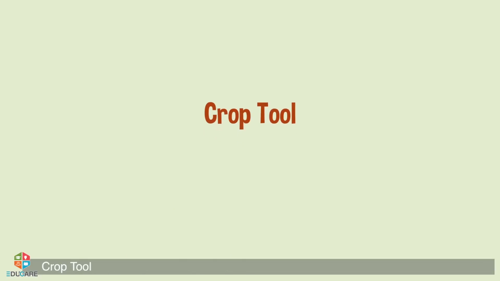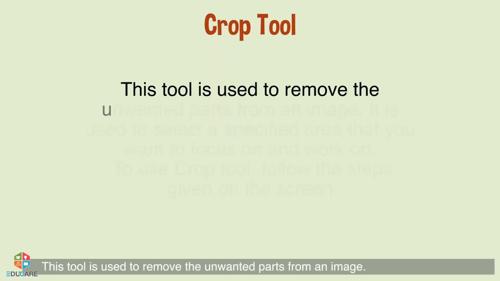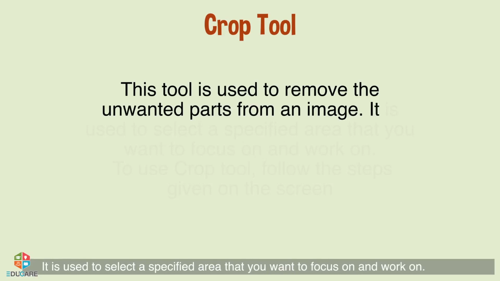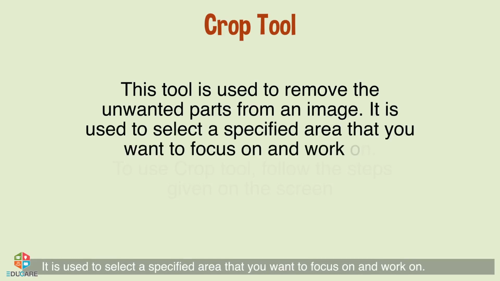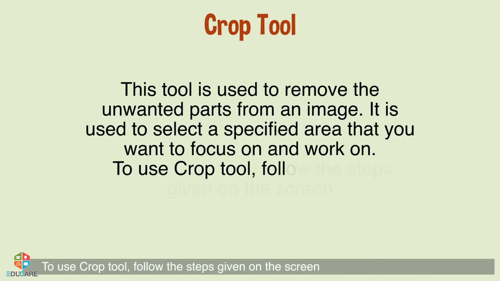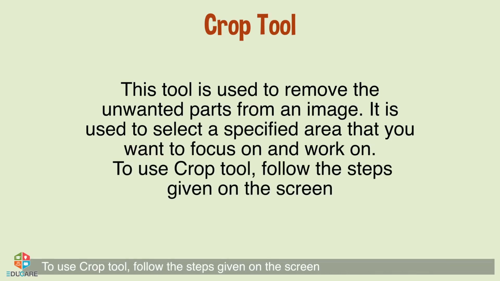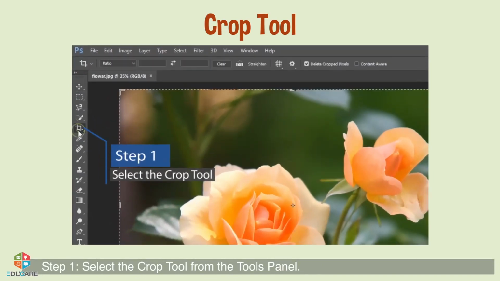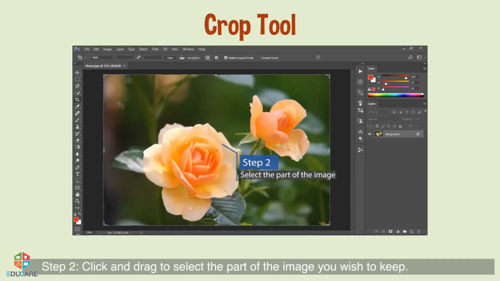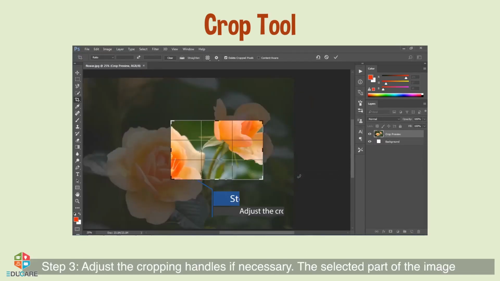Crop tool. This tool is used to remove the unwanted parts from an image. It is used to select a specified area that you want to focus on and work on. To use crop tool, follow the steps given on the screen. Step 1. Select the crop tool from the tools panel. Step 2. Click and drag to select the part of the image you wish to keep. Step 3. Adjust the cropping handles if necessary.